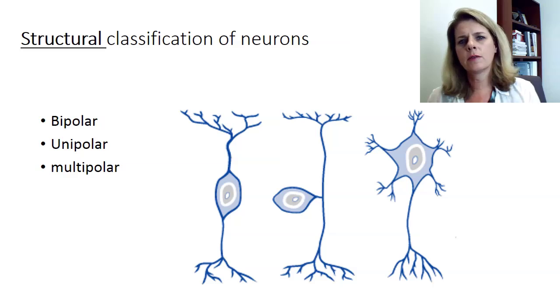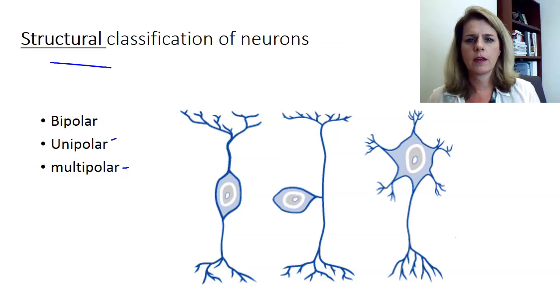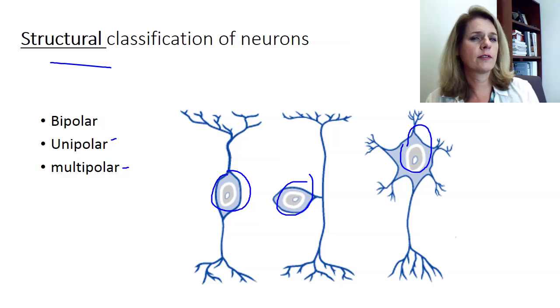We can also classify on structure. And so we use the term bipolar, unipolar, and multipolar. And what we're talking about, and I say this kind of tongue-in-cheek, is the number of somethings that are coming off the cell body. So these are cell bodies here, and here, and here. And what we're looking at are how many somethings are coming off of the cell bodies. Well, there's always one axon. Okay, every neuron is going to only have one axon.